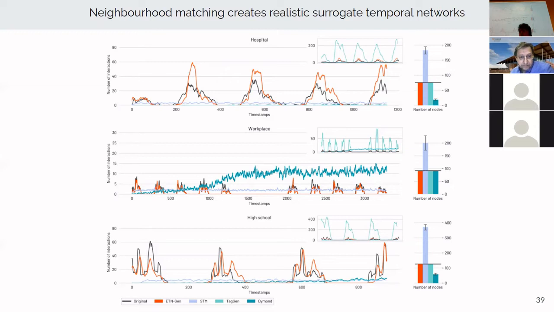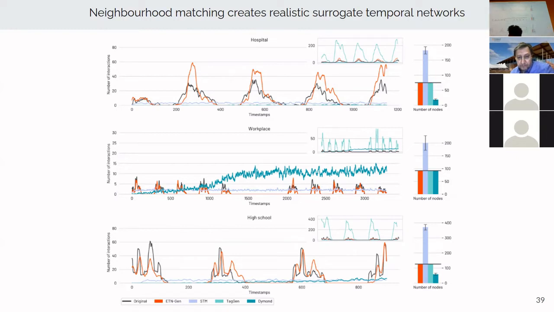Okay, the original network is the black one, while the one that we generate is the orange one, and then the blue ones are competitors. Another point, we have two plots in the same line. The small plot is just a zoom out.